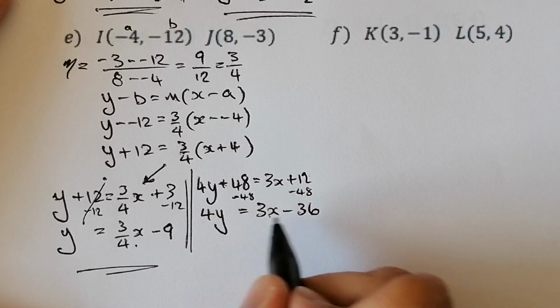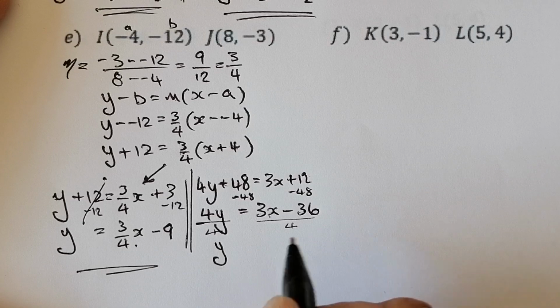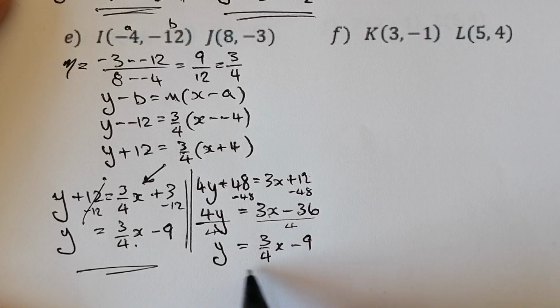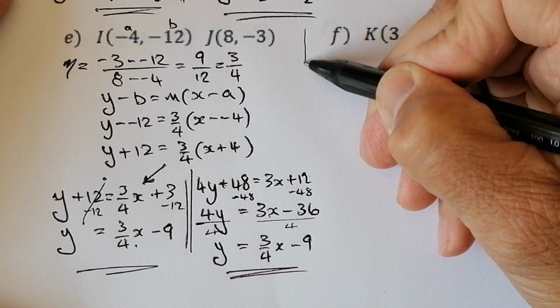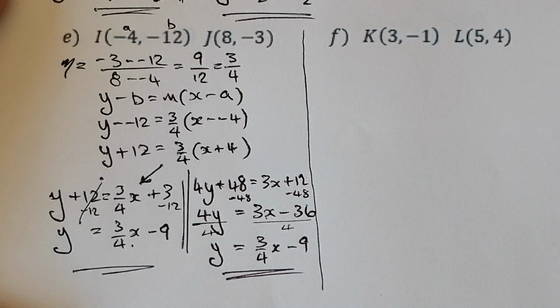I'm going to divide this side by 4, so we're going to divide both sides by 4. Okay, that leaves me with y on this side. That'll be 3/4 x minus 9. And these two work out the same, so that's the way it works. Okay, so let me just do another line down here. And we'll work on the last question that's here.